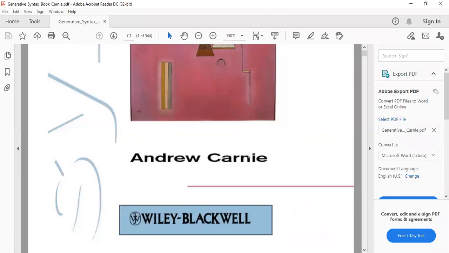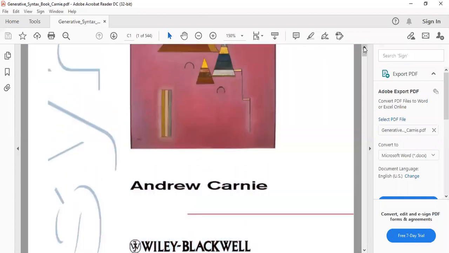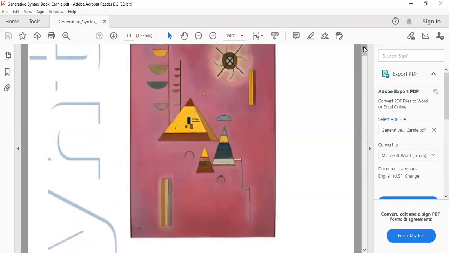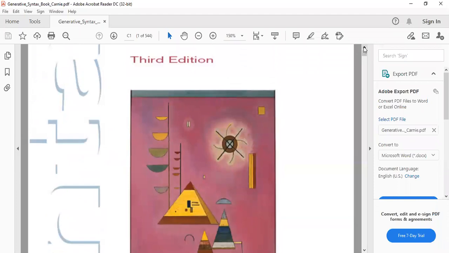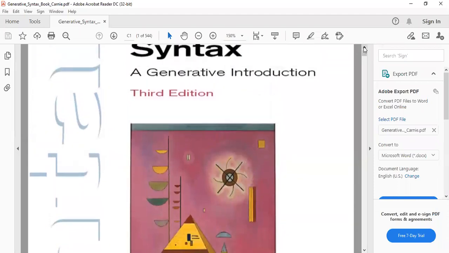So, as I always say, never buy a book and go to page 1 immediately. Have a look at the cover page. There are many things that you can see before starting reading page 1. So here in this cover page, we have the title and the subtitle, Syntax, A Generative Introduction, and the edition. This is the 3rd edition. It is not the 2nd, it is not the 1st, it is the 3rd edition.